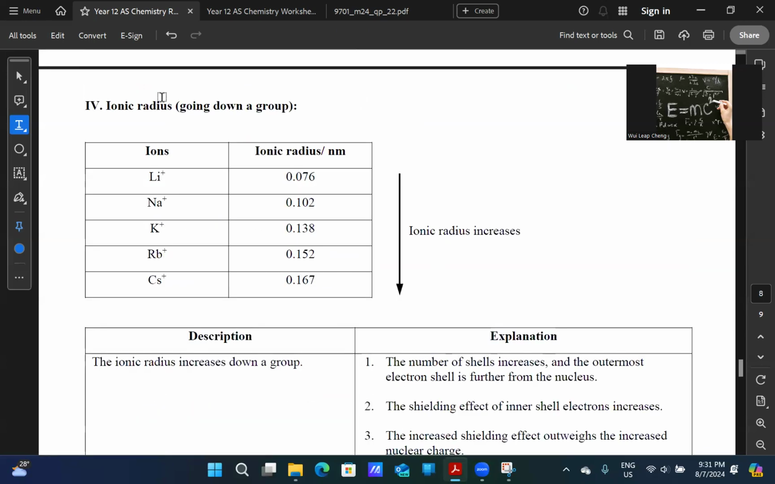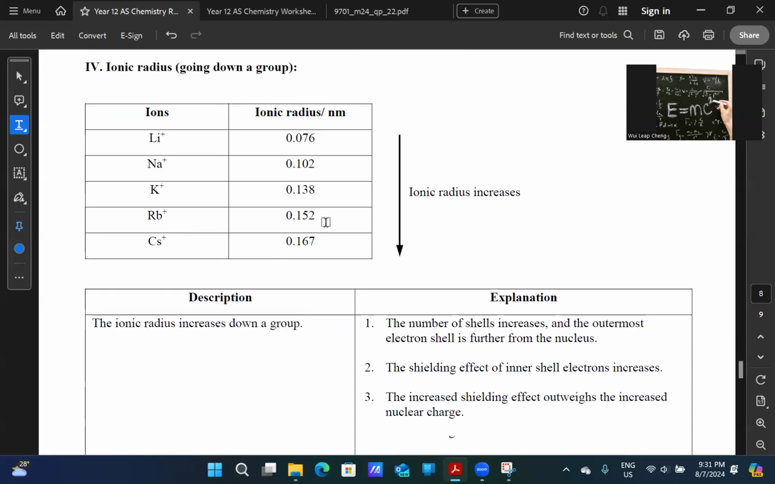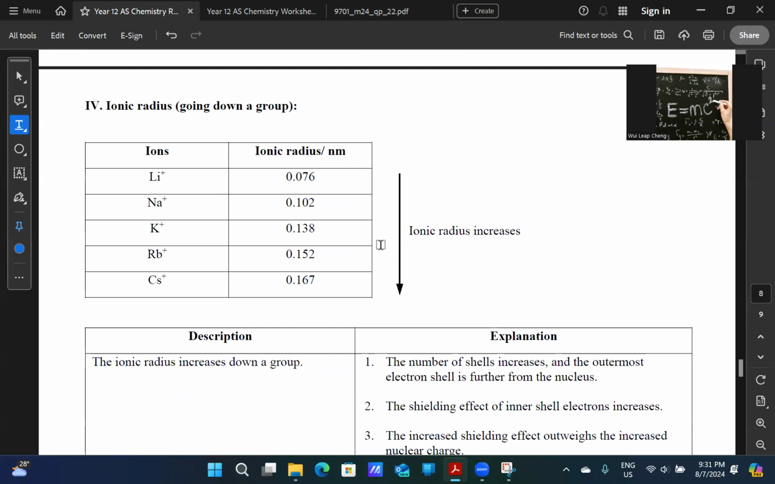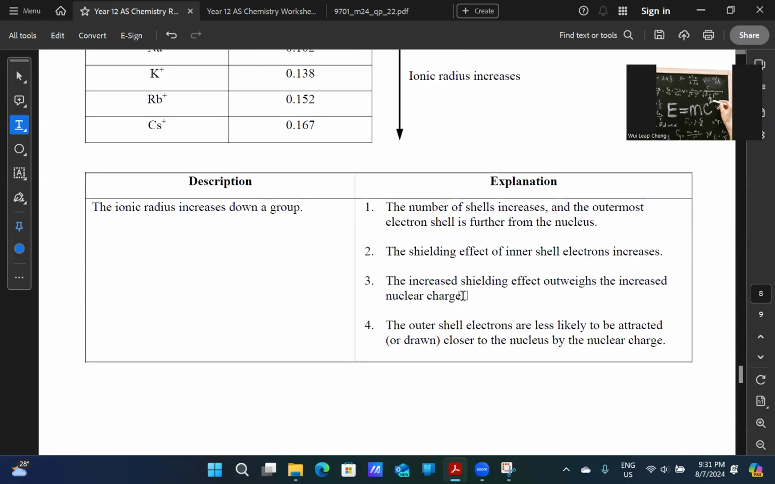I think the last part, ionic radius going down a group, is the same as the atomic radius going down the group, same explanation. Okay, you can go through it by yourself.